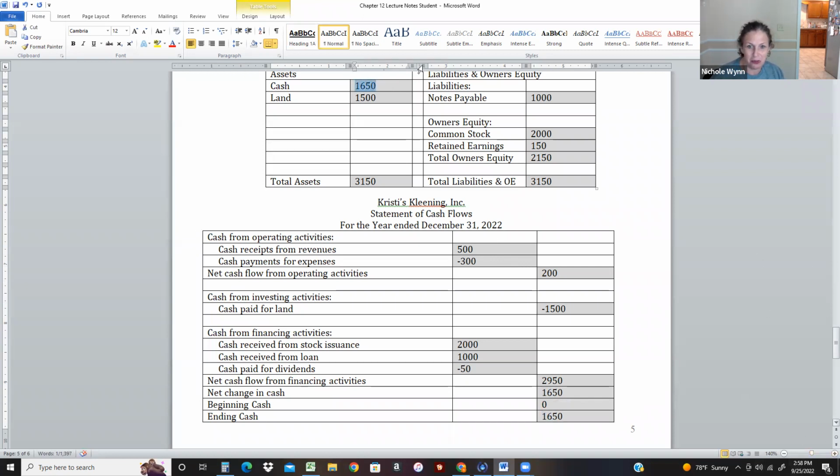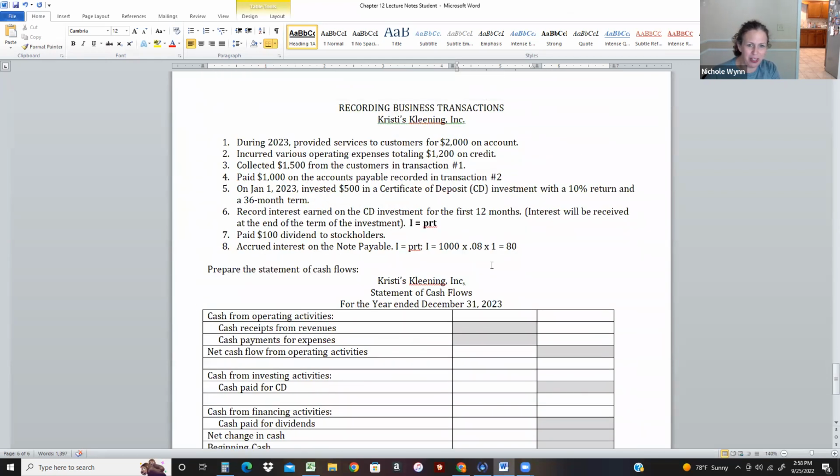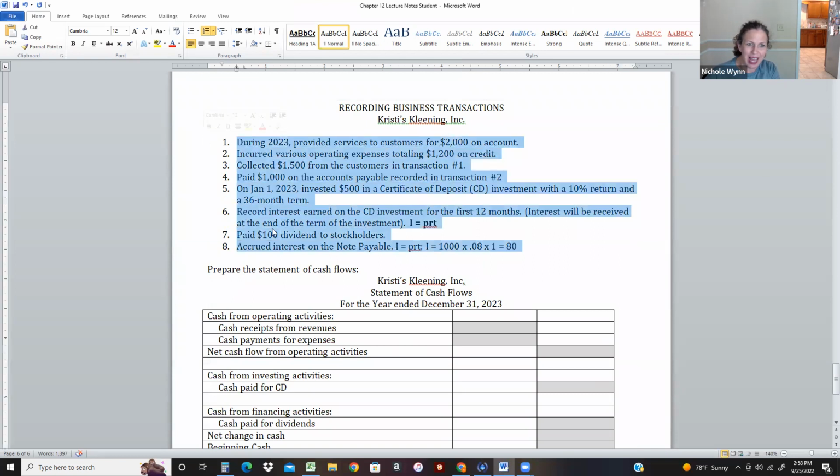Okay, so that's how you do a cash flow statement. Haven't done one in a while, so let's do another one. Okay, so this is the last page of our notes. What we have is several transactions 1 through 8, and I'm not going to have you put them in the T accounts and then income statement, statement of retained earnings, balance sheet, because we already practiced that.